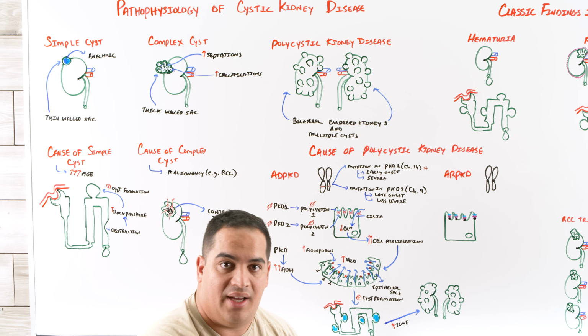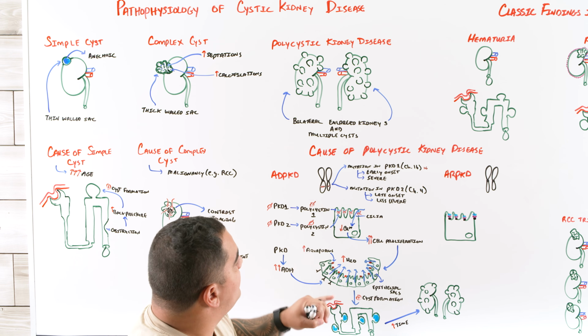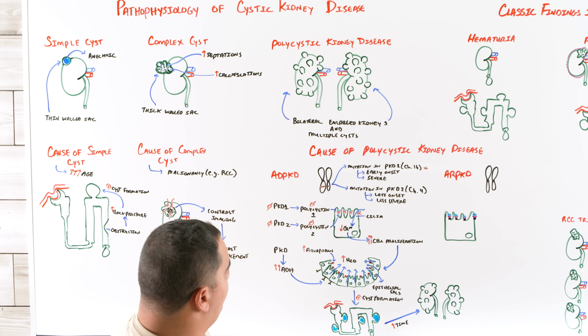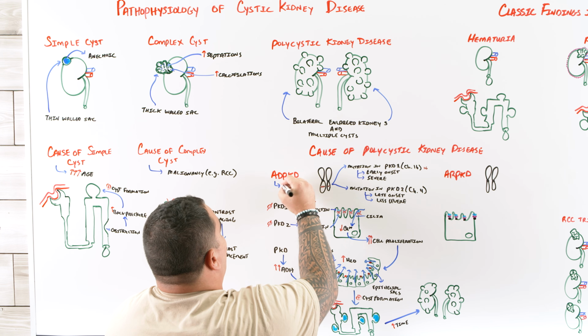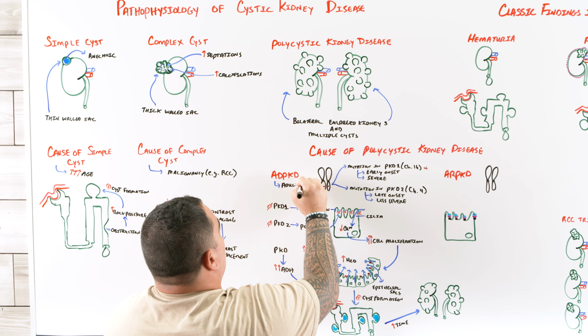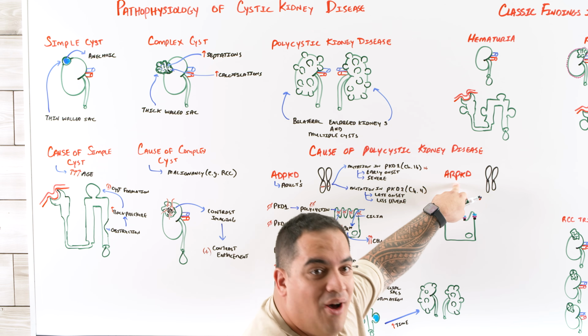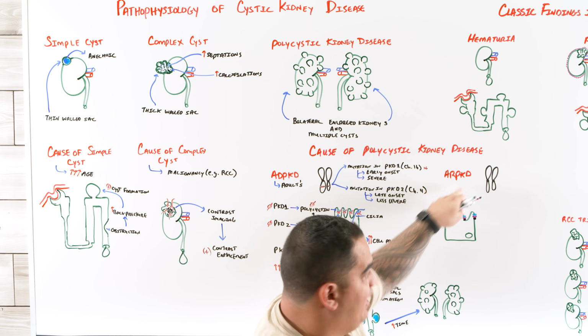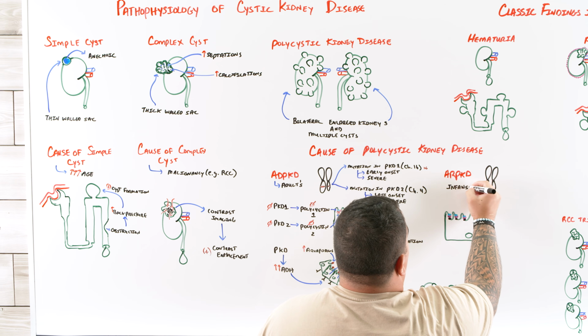They're going to have cysts all over their kidneys. That's autosomal dominant. Oftentimes, with autosomal dominant, the biggest thing that you need to remember is that this appears in adulthood. Okay? It's usually young adults. The other one is autosomal recessive polycystic kidney disease.